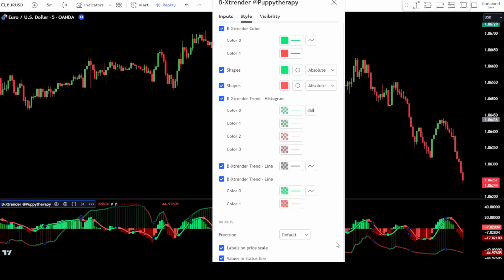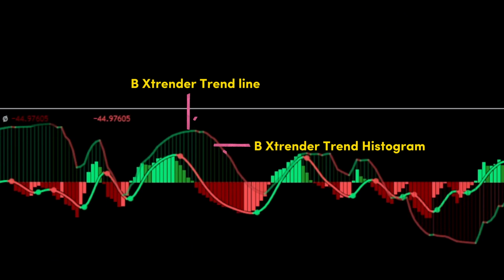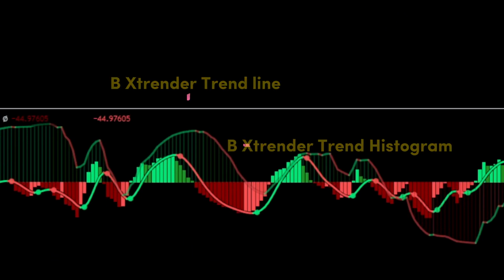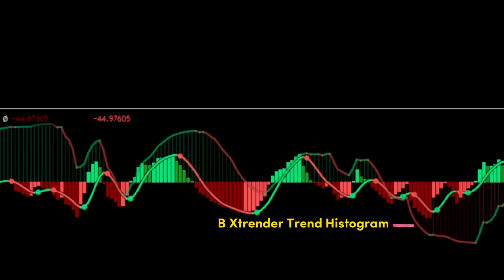Now, let's discuss how to use this indicator. B Xtrender trend histogram and B Xtrender trend line. The B Xtrender trend histogram explains the current market trend. If the B Xtrender trend histogram is at the top of the neutral level, it indicates a bullish trend in the market. Conversely, if the B Xtrender trend histogram is at the bottom of the neutral level, it indicates a bearish trend in the market.